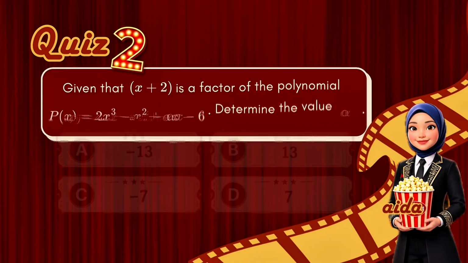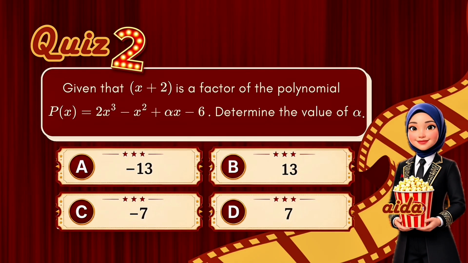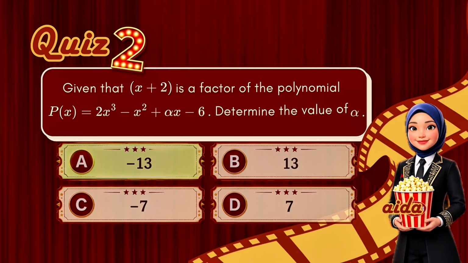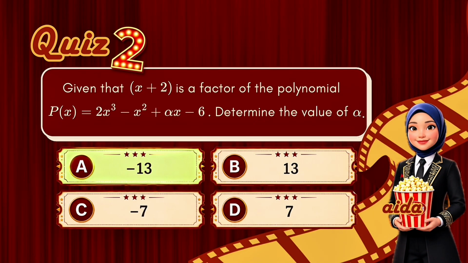So we move to quiz 2. Given that x plus 2 is a factor of the polynomial p(x) equal to 2x cubed minus x squared plus alpha x minus 6, we need to determine the value of alpha. The answers given are A, negative 13, B, 13, C, negative 7, and D, 7. And the answer for this question is A, negative 13.